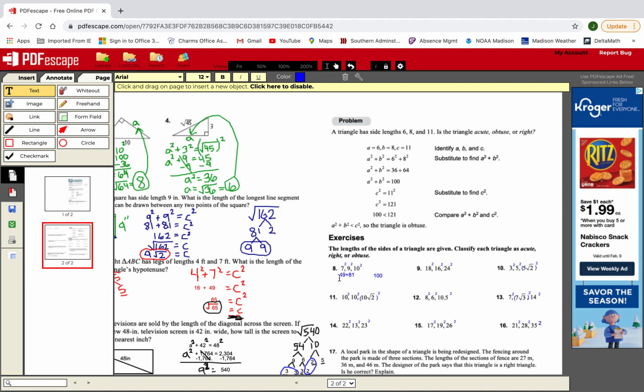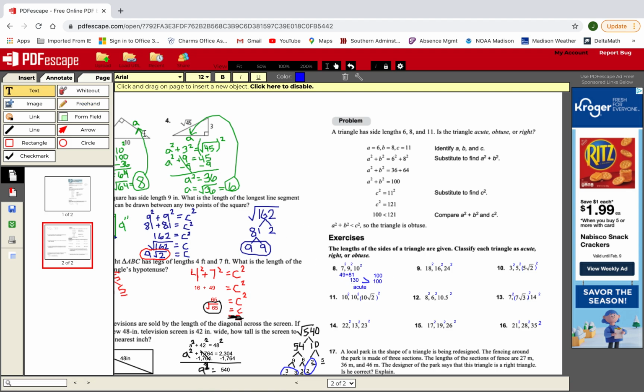Well, if I take this 1 and move it over here, then I've got 50 plus 80. 50 plus 80 is 130. And then I have 100 over here. Well, I can see that 130 is greater than 100. So my a squared plus b squared is greater than, which means the c squared is less than, which makes it acute. Okay? So this one is acute.